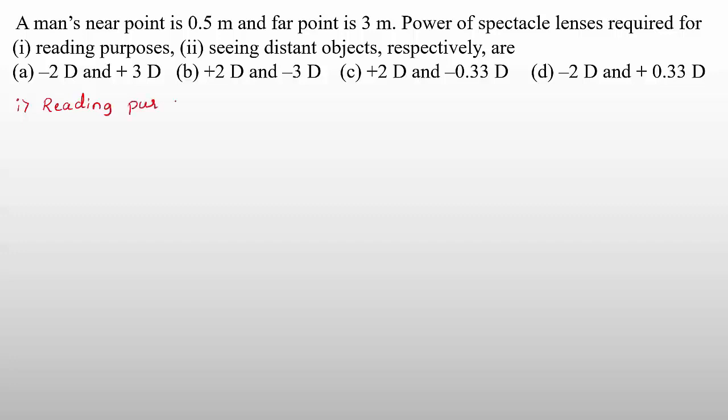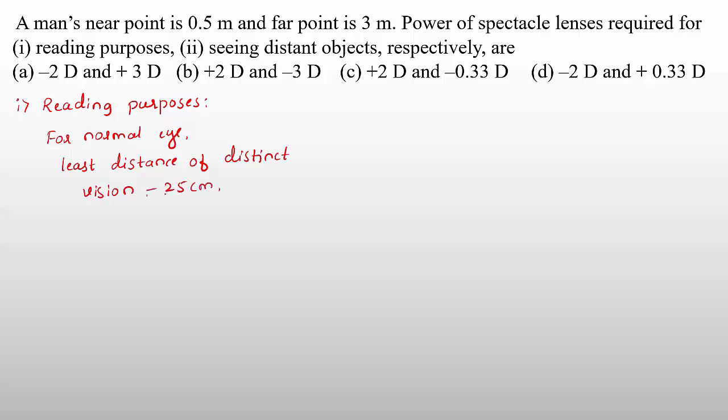For reading purposes, first we have to consider the least distance of distinct vision for the normal eye. For a normal eye, we know that the least distance of distinct vision is 25 centimeter, right?